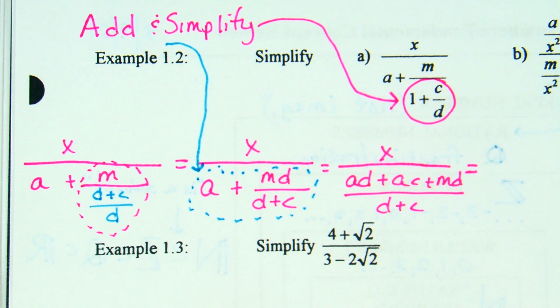Multiply this together. You can say X times D plus C over AD plus AC plus MD. And you can leave it as X times D plus C. Or you could write the XD plus XC over AD plus AC plus MD.